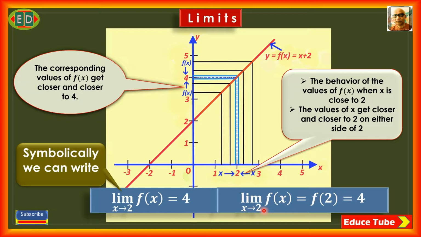I repeat the things again. The value of the function at 2 and the limit of function as x approaches 2 are the same. It is 4. Most important point.